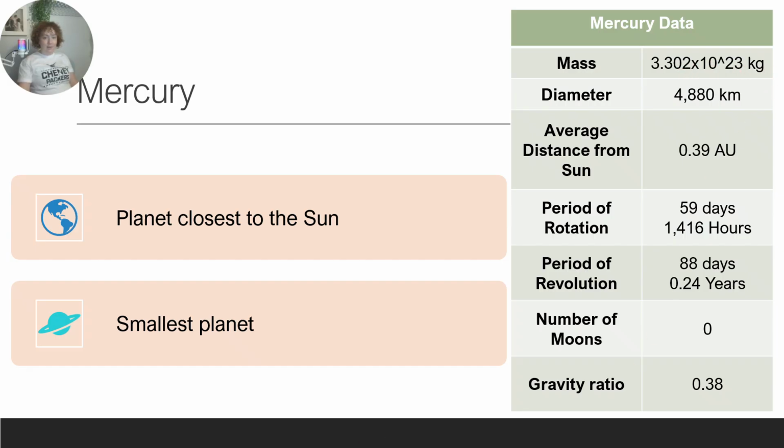So it's massive still. All of our planets are massive. But this is the smallest out of all of them.